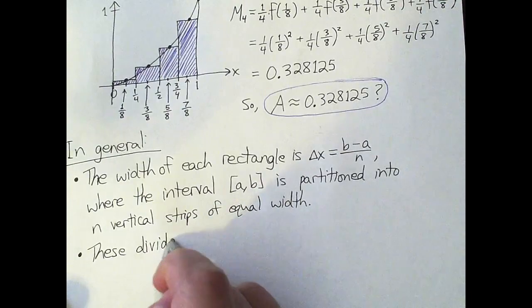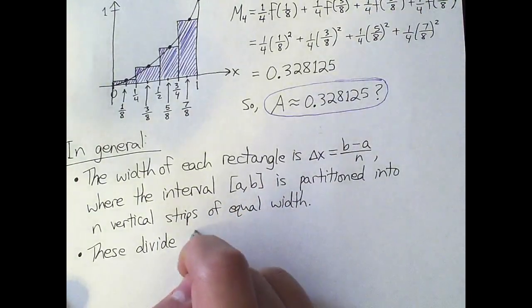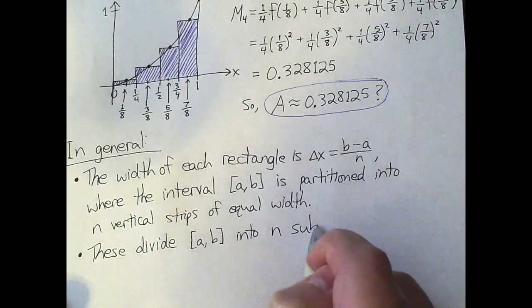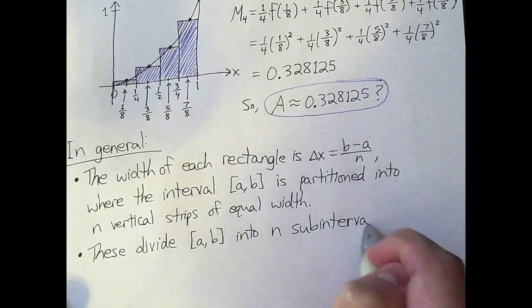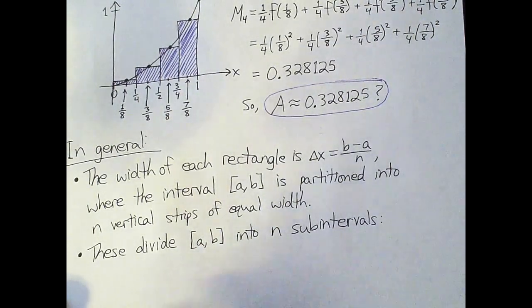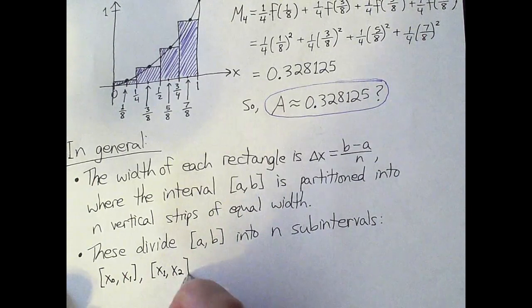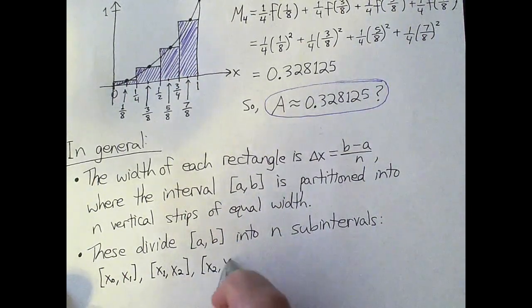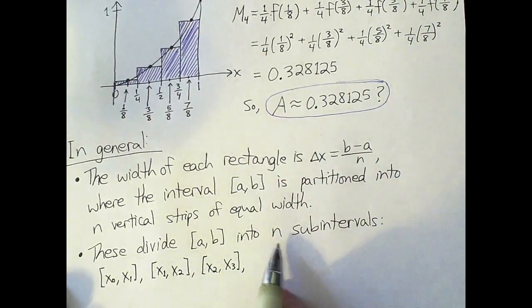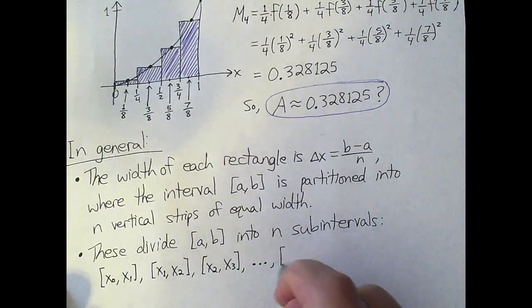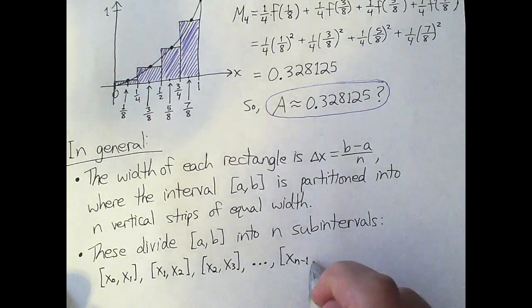I used the word partition. I want to talk about that a little bit more. So these divide the interval from a to b into n subintervals. I think I might have used that word earlier. But yeah, we're dividing it into n subintervals. And we could give these names. We could say it's sort of x0 to x1, x1 to x2, x2 to x3. We're being general here, so we're supposing there are n of them, and we don't know what n is. Maybe it's 4, maybe it's something larger. The final interval would be x(n minus 1) to xn.